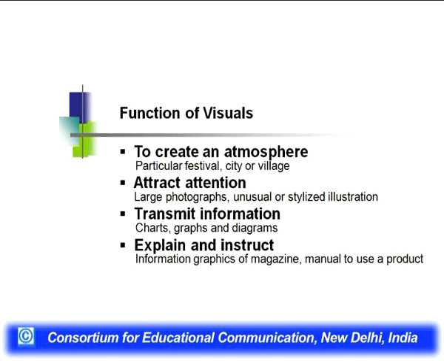So now let us understand the function of visuals. In communication, they serve different types of functions. Here I have listed some of the functions; try to understand these things. The first one: visuals are used in a communication message to create an atmosphere. Naturally, an atmosphere like a mela or festival is created by visuals. You can write pages which will not give you the feeling of that atmosphere, but if the visual is seen, then one can feel that atmosphere.